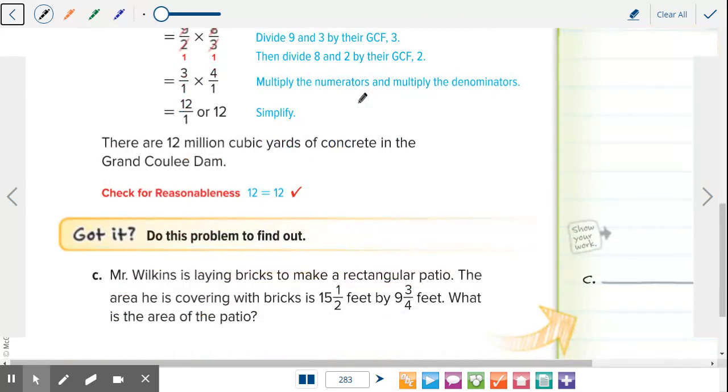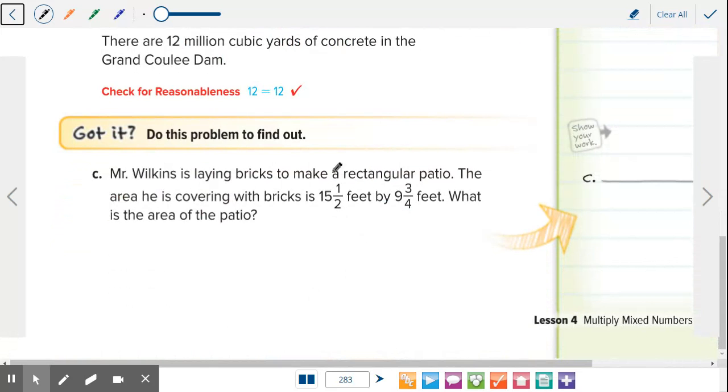Still just multiplication. So I want you guys to try to do letter C down at the bottom. Okay? Read through it, see what they're asking, and then if it's multiplication, multiply it out. Change them both into improper fractions, then multiply. So go ahead and get to work on that.